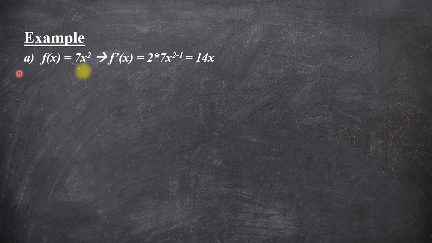Look, f of x is equal to 7x squared. How to derivate this value? By using rule number 1, f prime at x will be 2 times 7, that is this value, times x to the power of 2 minus 1, because we have already said that this value is k. So k times x to the power of k minus 1. So by using that rule, 2 times 7 x to the power of 2 minus 1, which is 14x.